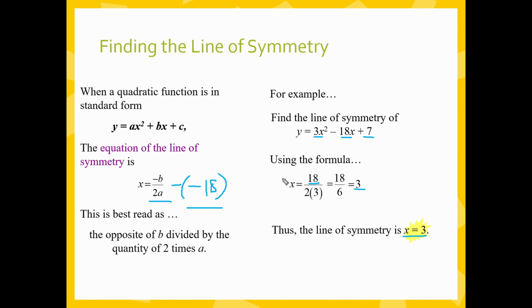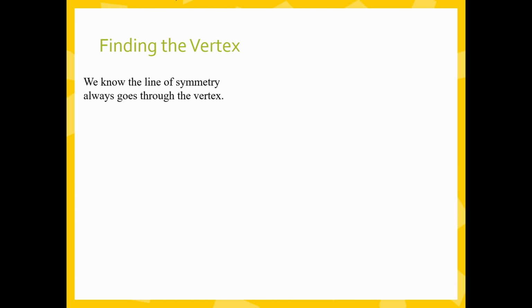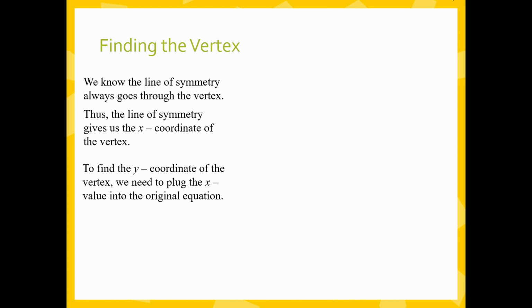And after getting the value of x, you have to think about finding the vertex. So let's look into that. As we know, the line of symmetry always goes through the vertex, so with the x coordinate that we got, we can find that.